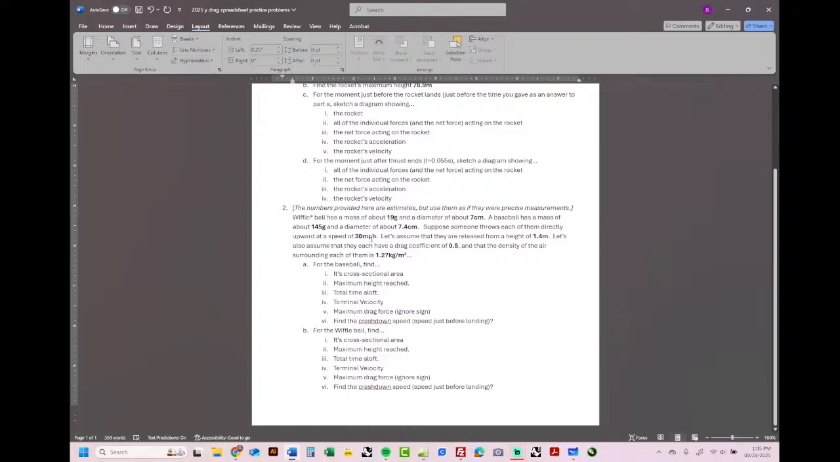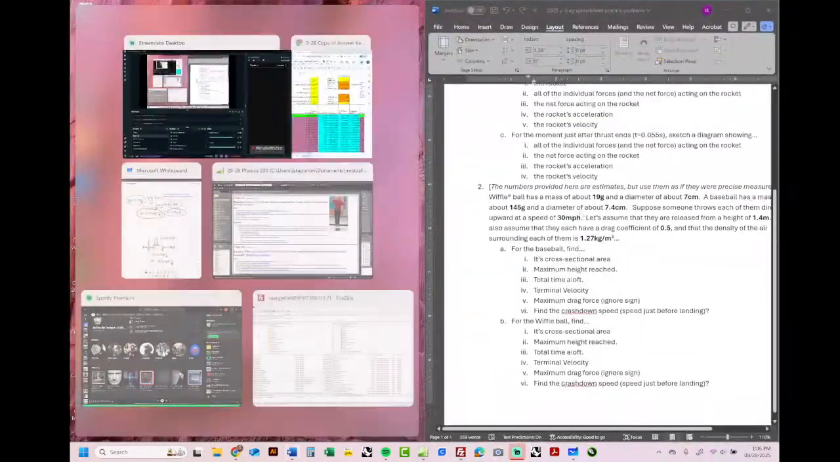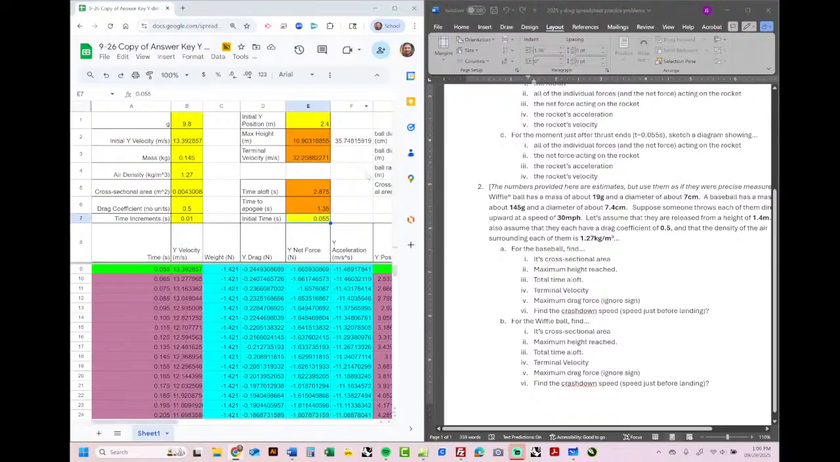Number two, you've got a wiffle ball and a baseball, and we're trying to figure out a few things. Cross-sectional area, maximum height reached, et cetera. So they're launched straight up. You've got all this information, and you've got to set up the spreadsheet and then use it to answer some stuff. So let me see if I can get these things showing at one time.